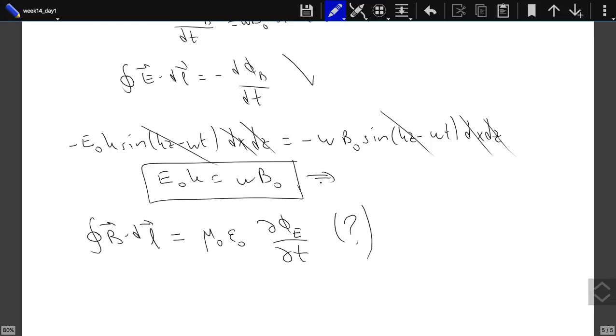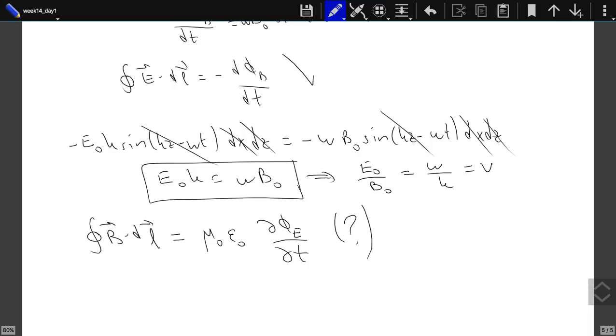Or we can also write this condition as E0 over B0 should be equal to omega over k, which was the speed of the wave. So E0 and B0 have to be related to each other. They cannot be just arbitrary parameters. And then there's still one more equation that should be satisfied, the last one. We will see that this will give us another condition. But that we will continue on the next hour.